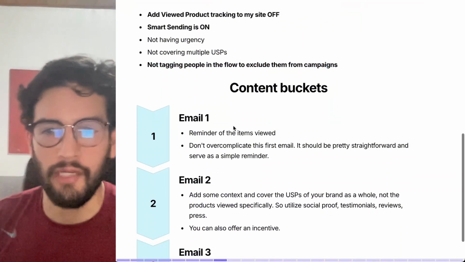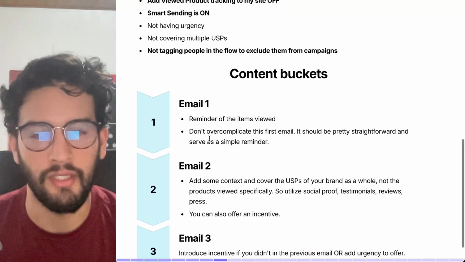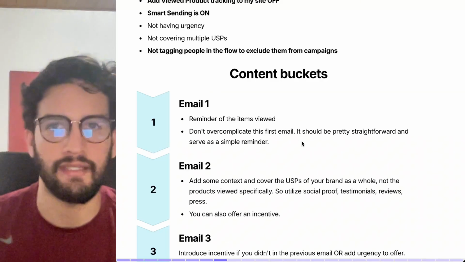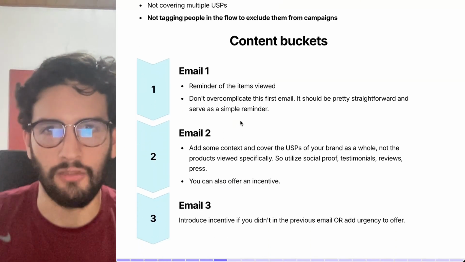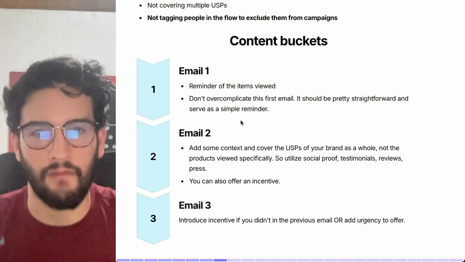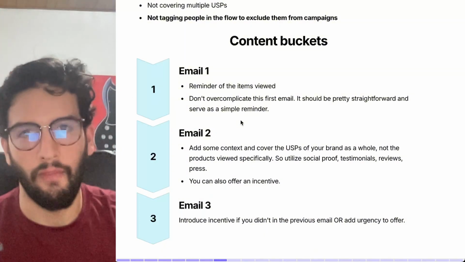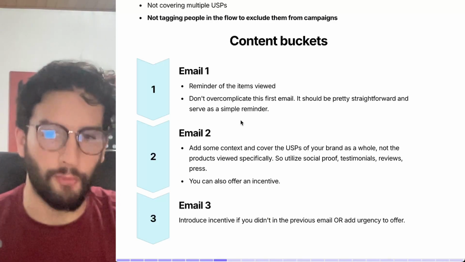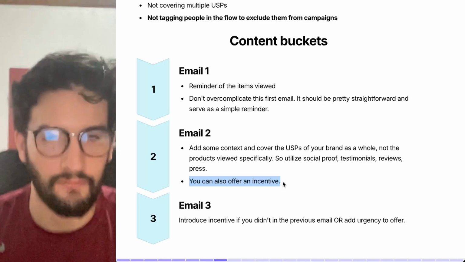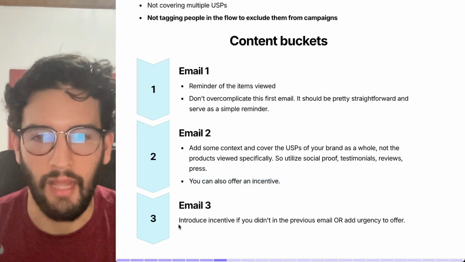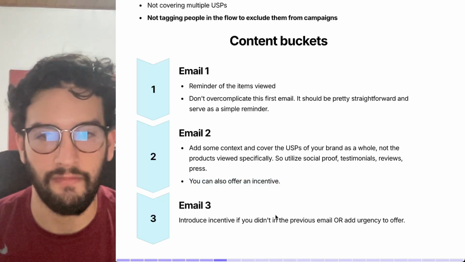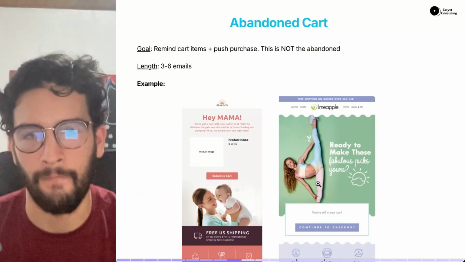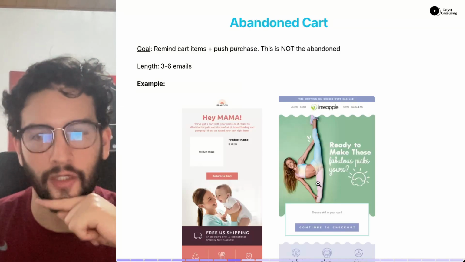Content buckets here to cover. Email number 1, reminder of the items viewed. Don't overcomplicate this first email. It should be pretty straightforward and serve as a simple reminder. Email number 2, you can add some context and cover the unique selling points of your brand as a whole, not the products viewed specifically. So utilize social proof, testimonials, reviews, press. You can also offer an incentive here, a discount, for example. And email number 3, you can introduce the incentive if you didn't in the previous email, or add urgency to your offer as well.